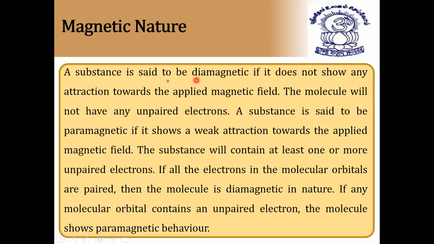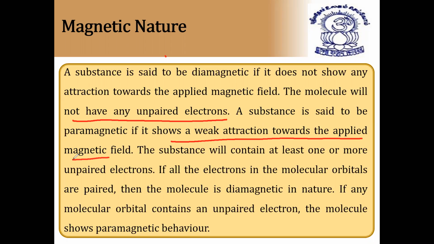A substance is said to be diamagnetic if it does not show any attraction towards applied magnetic field. The molecule will not have any unpaired electrons. So in our knowledge, we can say a substance is diamagnetic if it does not have any unpaired electrons. If it has unpaired electrons, it is said to be paramagnetic. A substance is said to be paramagnetic if it shows a weak attraction towards the applied magnetic field.